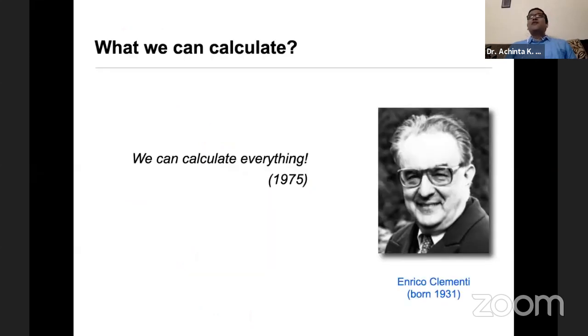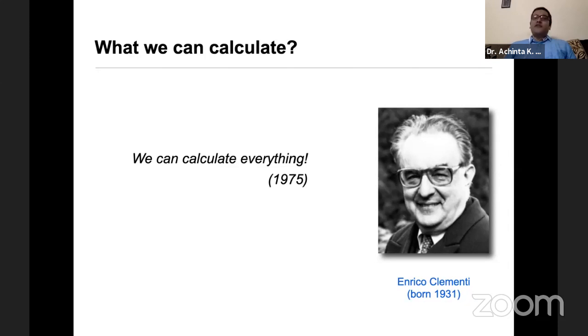Now, we started with boundless pessimism. Now it's the time for boundless optimism. Enrico Clementi in 1975 started claiming we can calculate everything. Now, he was born in 1931, almost 90 years old, and still very active. I had the good fortune of meeting this man once, I think 8 years back. He came to India, and he is truly an inspirational man. But in some sense, he is as wrong as the French philosopher of whom I talked in the beginning.